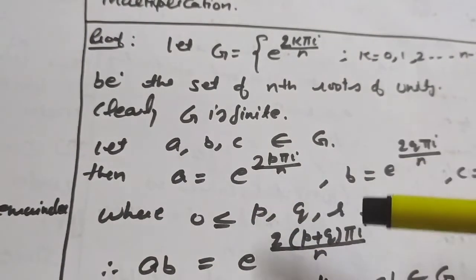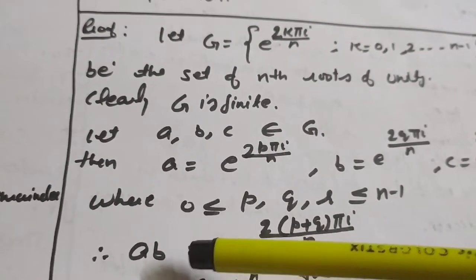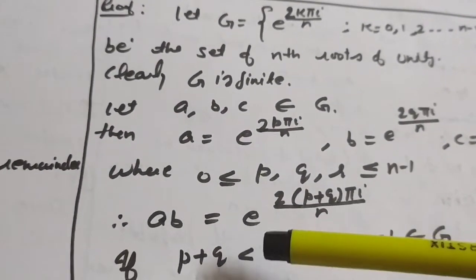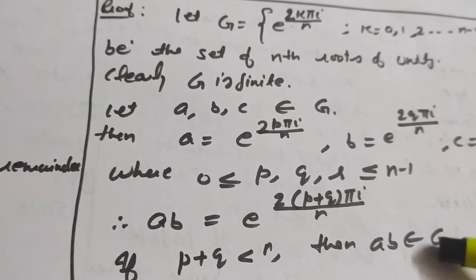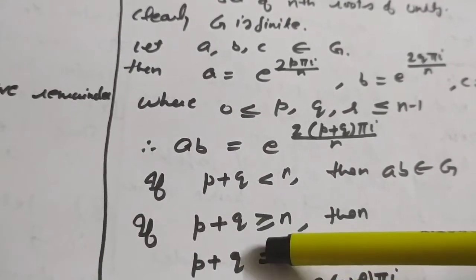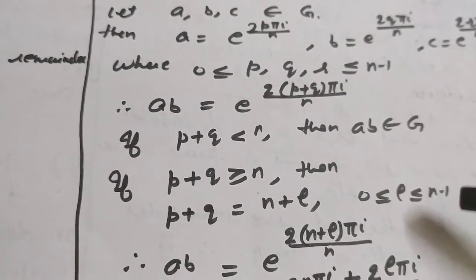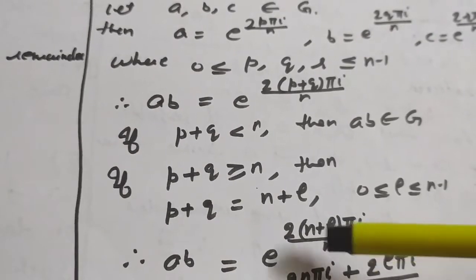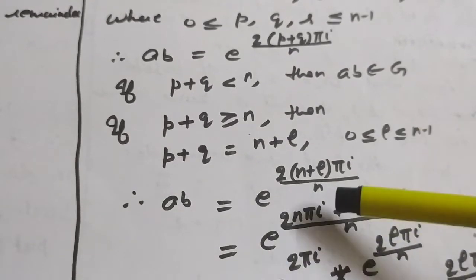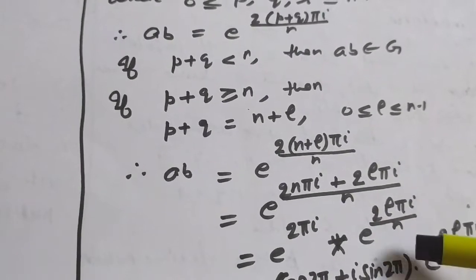Now you multiply these two elements, because the operation given here is multiplication. When you multiply these two items, you will get e raised to 2 into p plus q pi iota over n. If p plus q is less than n, then certainly AB belongs to G. But if p plus q is greater than or equal to n, then you can write p plus q as n plus l, where l lies between 0 and n minus 1. Therefore, AB is equal to e raised to 2 into n plus l pi iota over n. This can be further separated out, and you can write it as e raised to 2 pi iota into e raised to 2l pi iota over n.